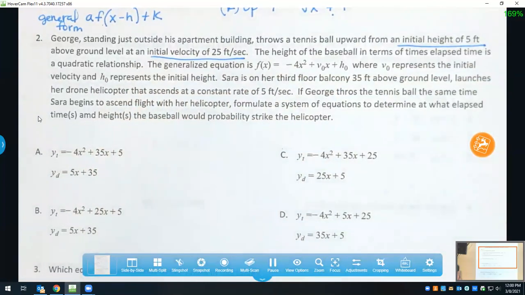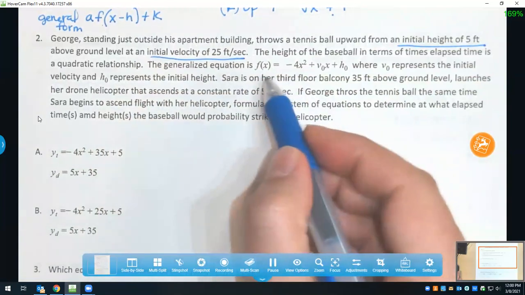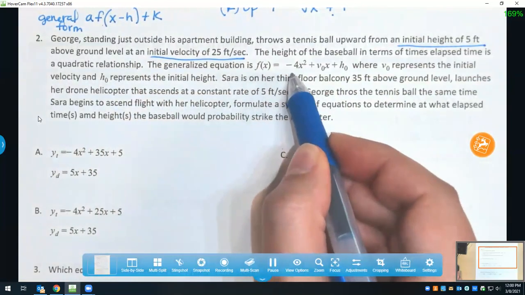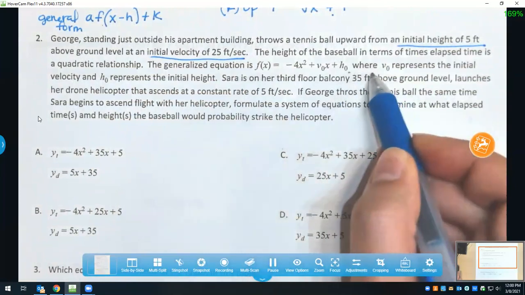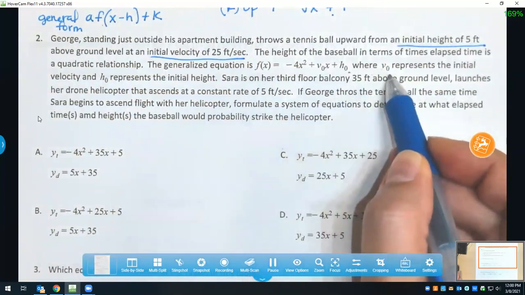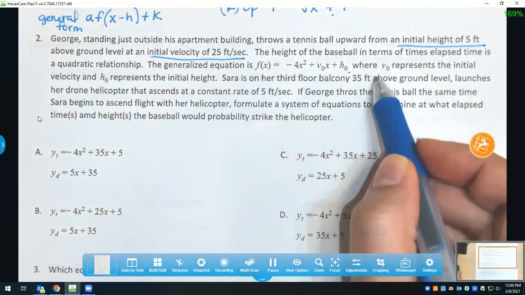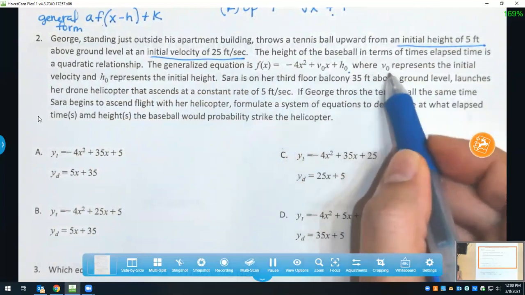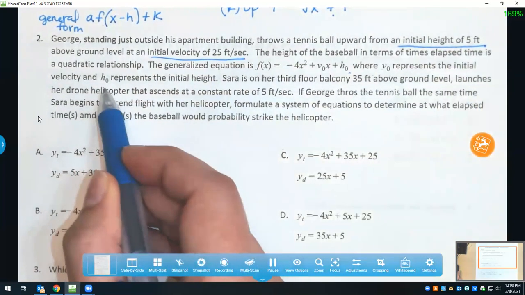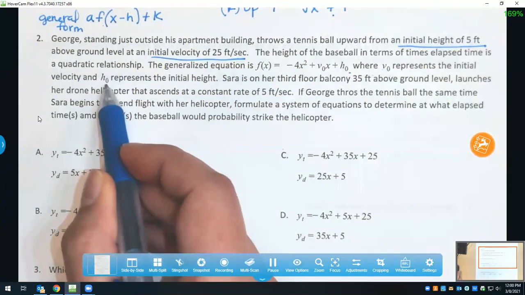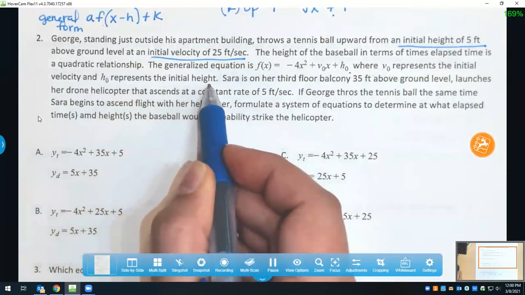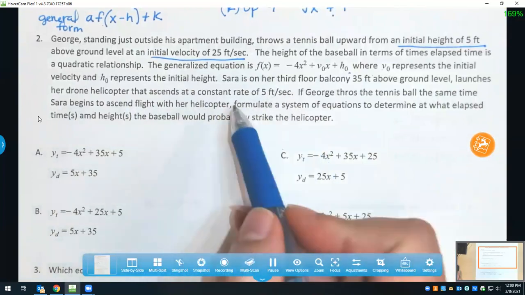The height of the baseball in terms of time elapsed is a quadratic relationship. The generalized equation is this lovely little fella, f of x equals blah, blah, blah, where v sub 0 is how we normally would say that. So this is your initial velocity, and h sub 0, just meaning subscript of 0, represents your initial height. So think of those as your two starting points.